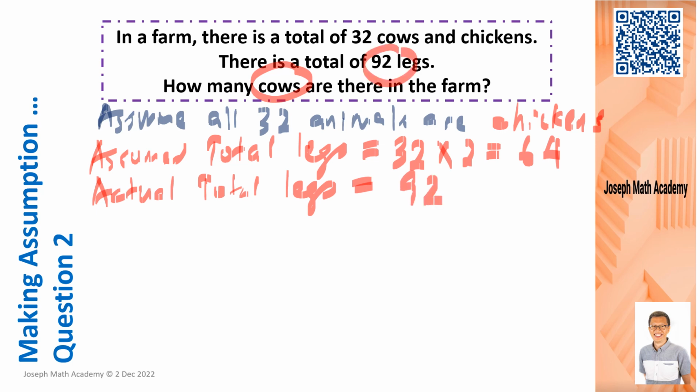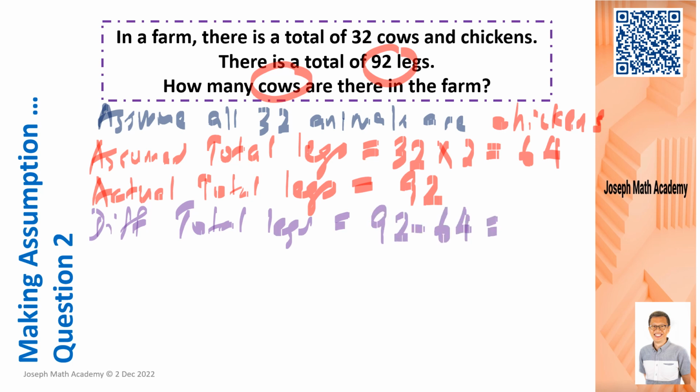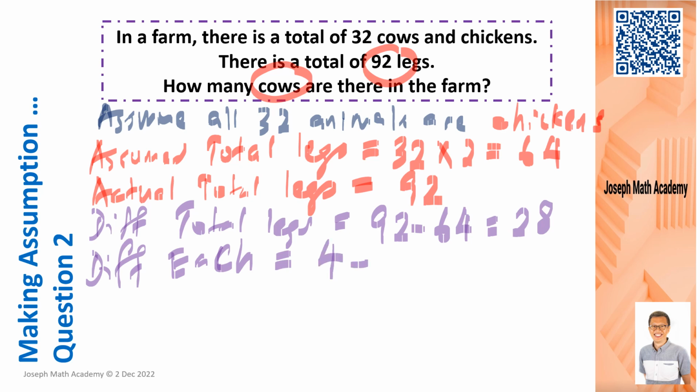So from here, once we know the two totals, we can find the difference between them. The difference between the two totals. So now it's 92 minus 64, right? That will give us 28. So the 28 must be the hidden legs. Okay, so from here, remember we need to obtain two differences. So the difference in total found already, right? Then the difference in each. That means one 4-legged, the legs, minus one 2-legged, the legs.